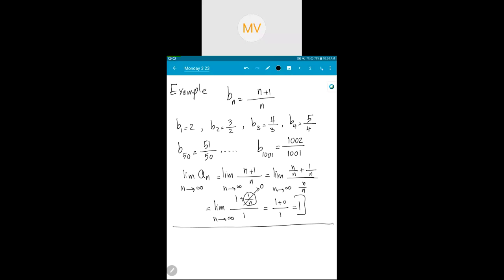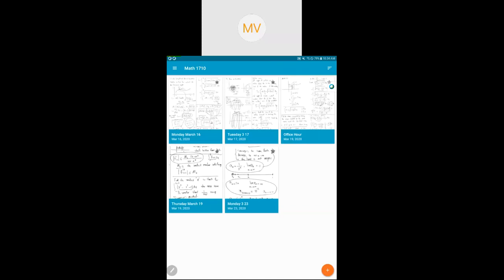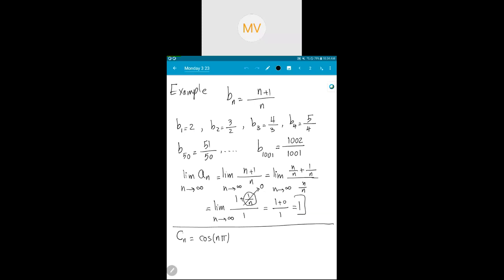Let's do another one. c sub n being cosine of n pi. And n is a natural number. Remember, n is a natural number, right? So n is 1, 2, 3. So that means the argument of cosine is going to be pi, 2 pi, 3 pi, 4 pi, 5 pi, and so on. Okay, watch it. Does this sequence converge? Says no. Why is that?